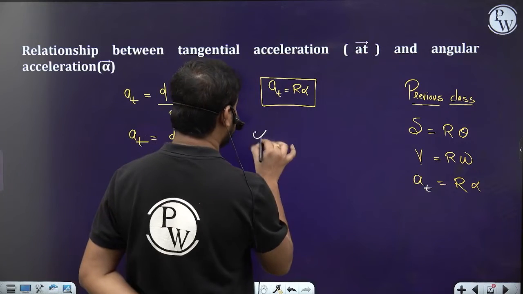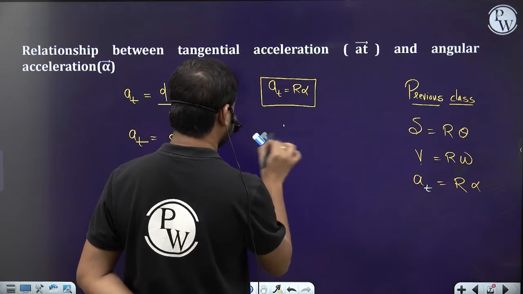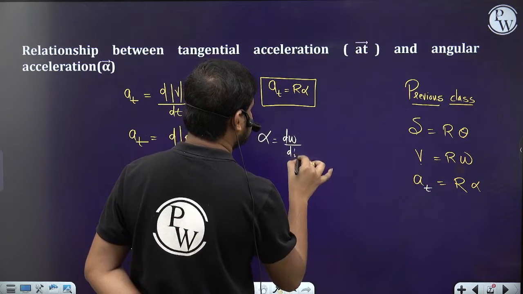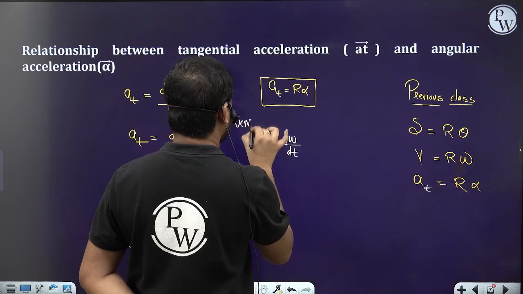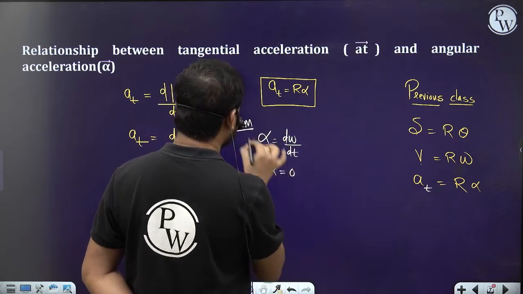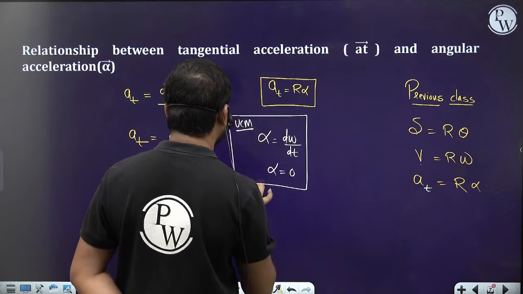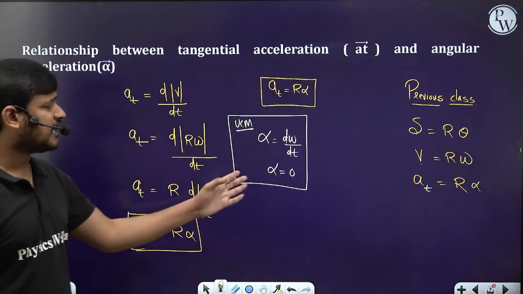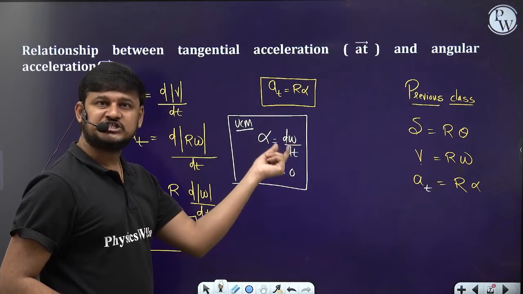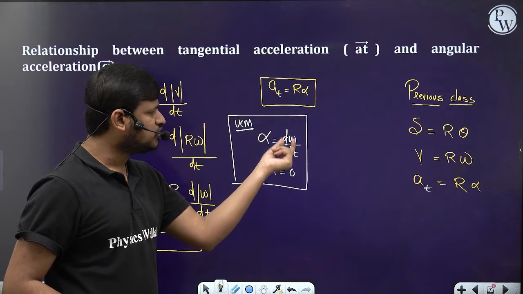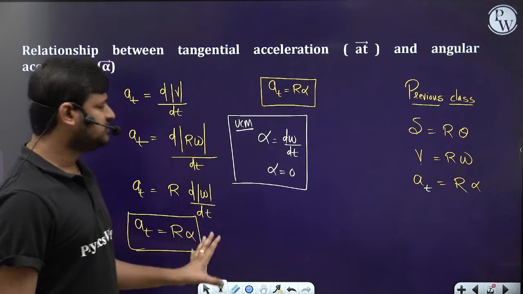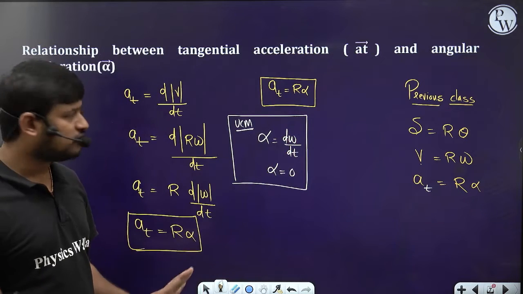See here, alpha is equal to d omega by dt, right? So in the UCM, the d omega will not change. If the omega is not changing, the angular acceleration will be equal to 0. Yes or no? The angular acceleration will be 0 in uniform circular motion, because its angular speed will not change with time. So this term is going to be constant, omega. If it is constant, the overall angular acceleration will be 0. Just understand the basics. We are not doing anything more.